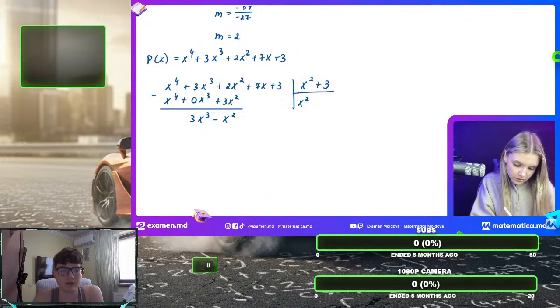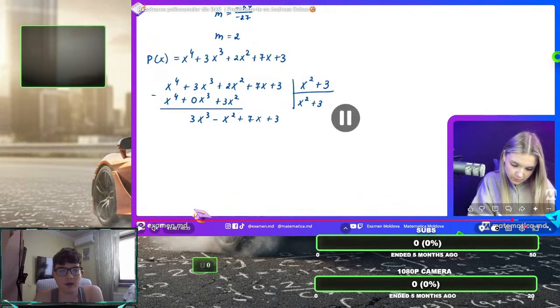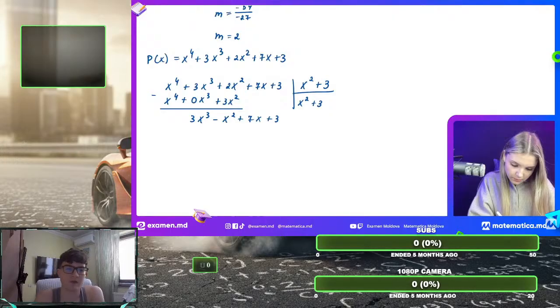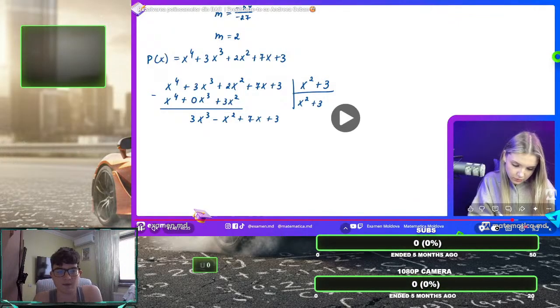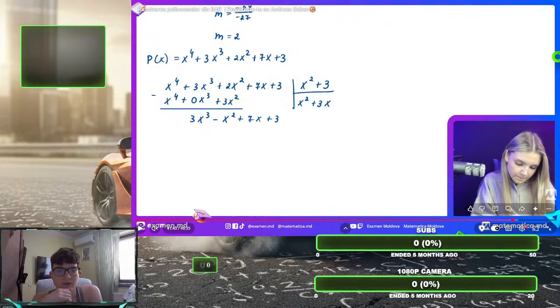Now we get everything down. And now 3x to the third power divided by x to the second power is 3. Hold up, it's not actually 3, it's 3x, right? Yeah. And now 3x times that. 3x times x to the second power, that's 3x to the third power, which is very good, as we can just negative that and it's going to be nothing. And then 3x times 3, that's 9x. Place that under 7x, and we're going to do the same thing with x to the second power.